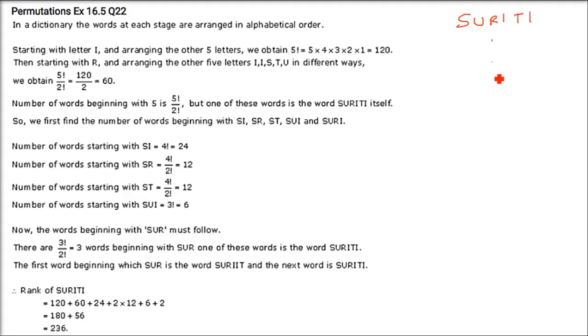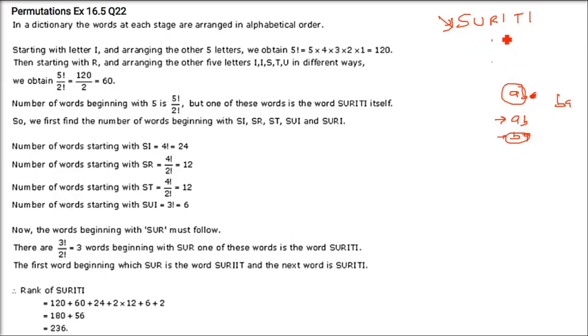So where will this word Suriti come in all the formations? What is the rank? What is the count? If AB is there, the formations are AB and BA. If you have been asked when BA will come, it is 1 to 2, so the rank will be 2. This is an example. So you have to arrange it alphabetically, exactly as seen in the dictionary.